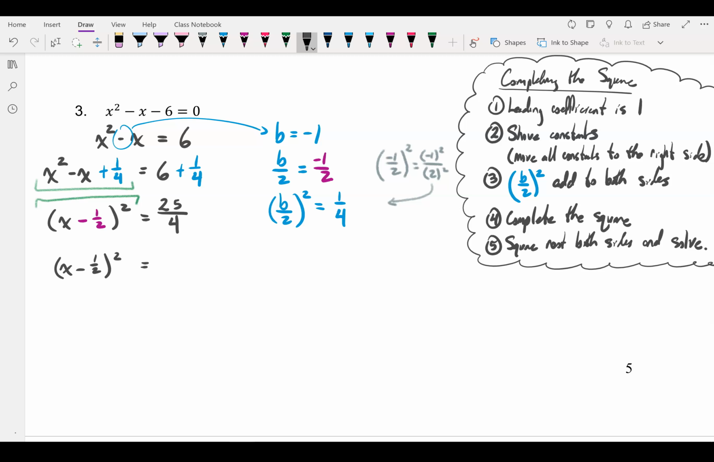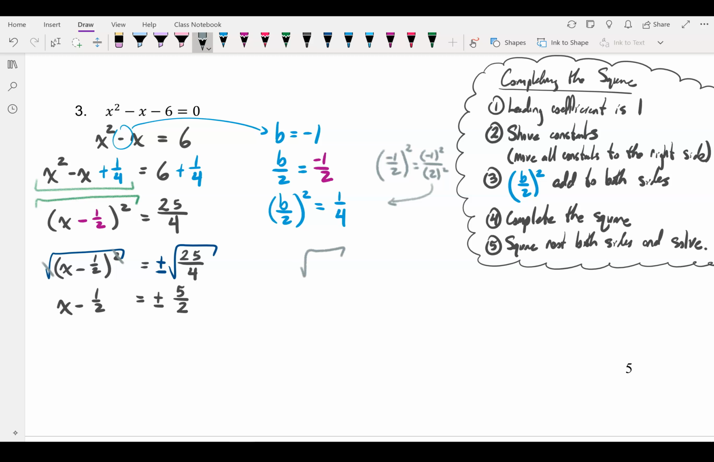Just going to rewrite everything so that it's really clear. Square root both sides. I'm at this step. I've already done the completion of the square by factoring. Now I'm going to square root both sides and solve it. Plus and minus comes out of that side. On the left side, the square and the square root cancel, leaving me with x minus 1/2. On the right side, plus or minus the square root of 25/4. Toss that into your calculator and simplify it. You should definitely get plus or minus 5/2.